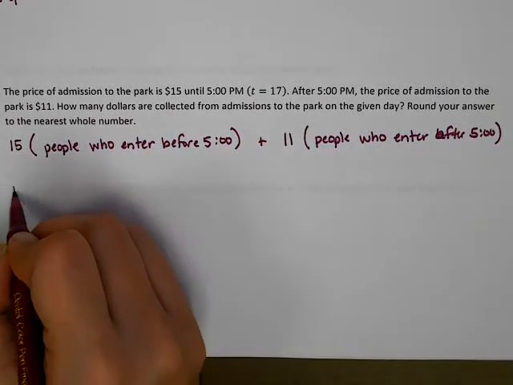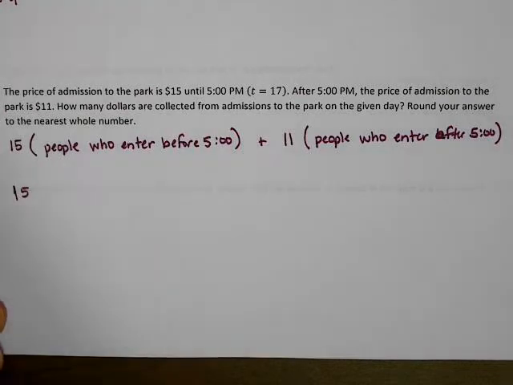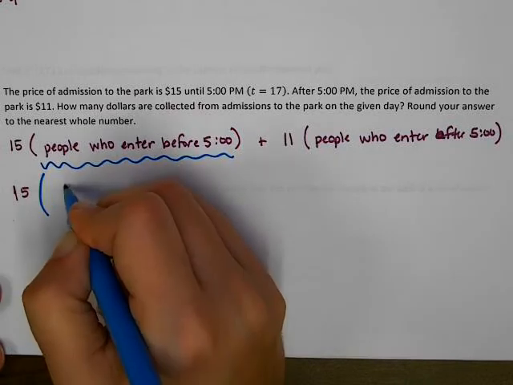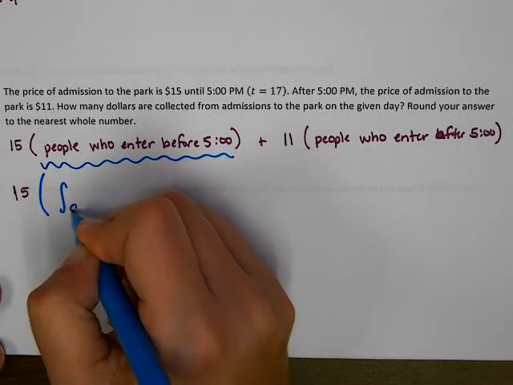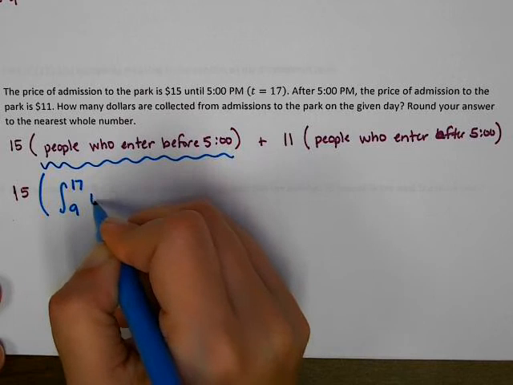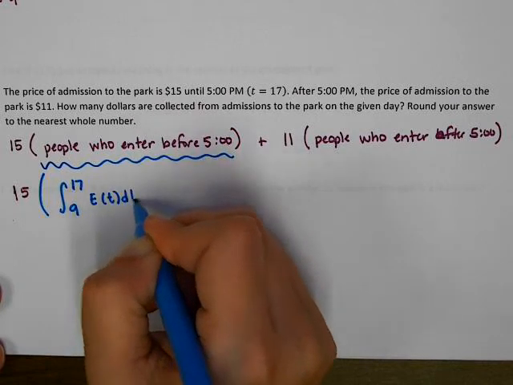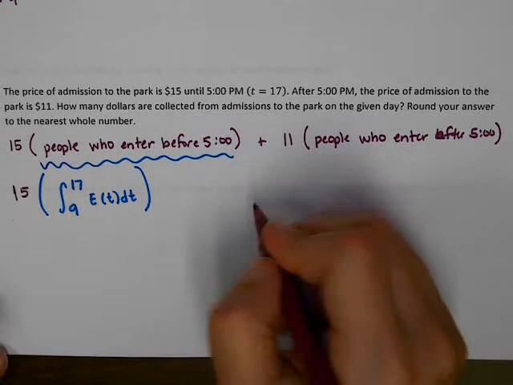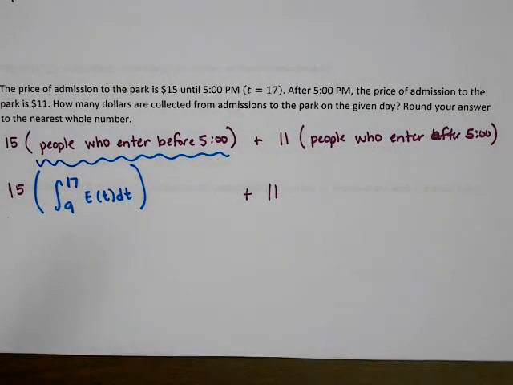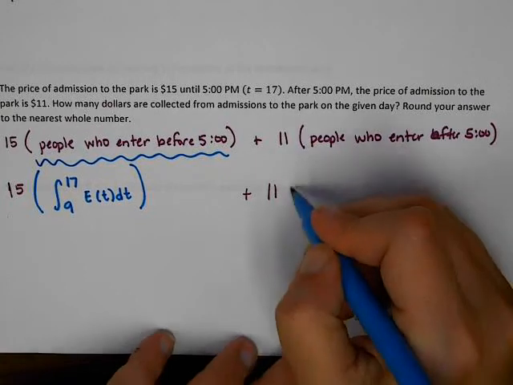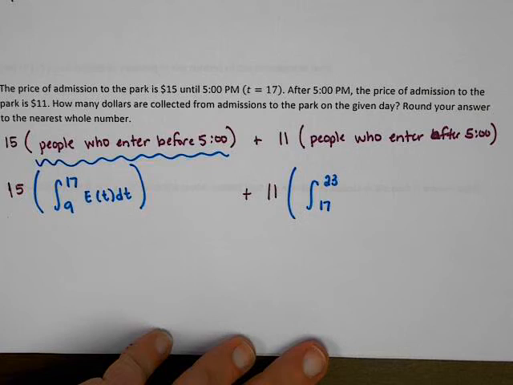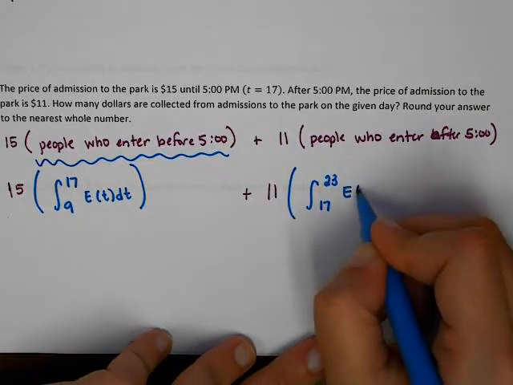So I'm going to charge $15 times. Now how can I figure out how many people enter before 5? I would just integrate from 9 to 17 the people who enter the park rate. Because if I integrate the rate, I get the amount of stuff. Plus, I'm going to charge $11 for everybody who comes in after 5. So the integral from 17, and we're only open till 11, 23 of the people who enter.